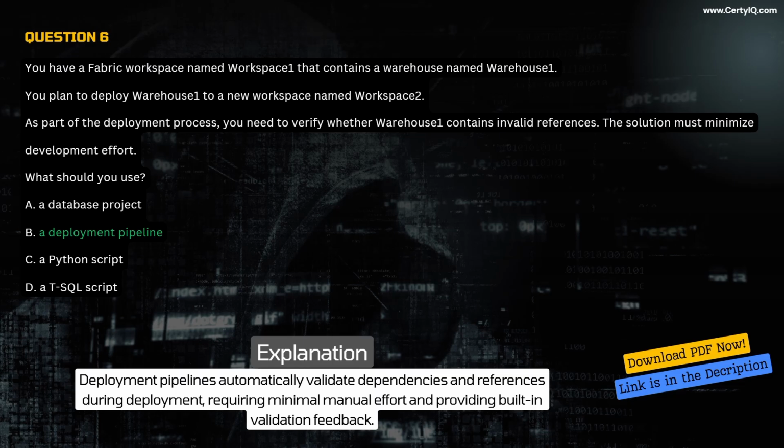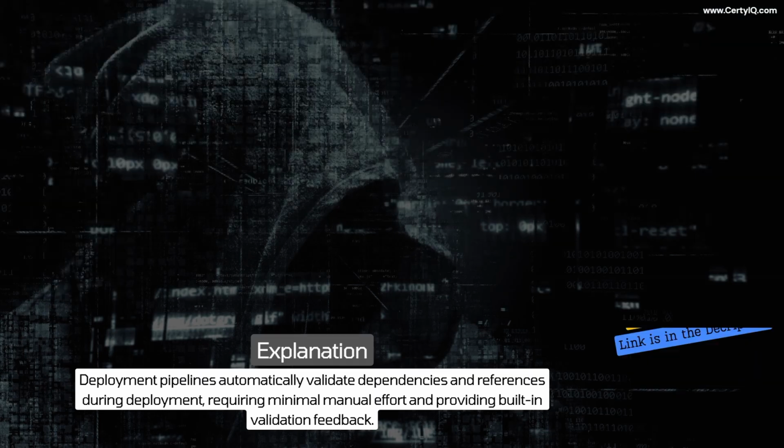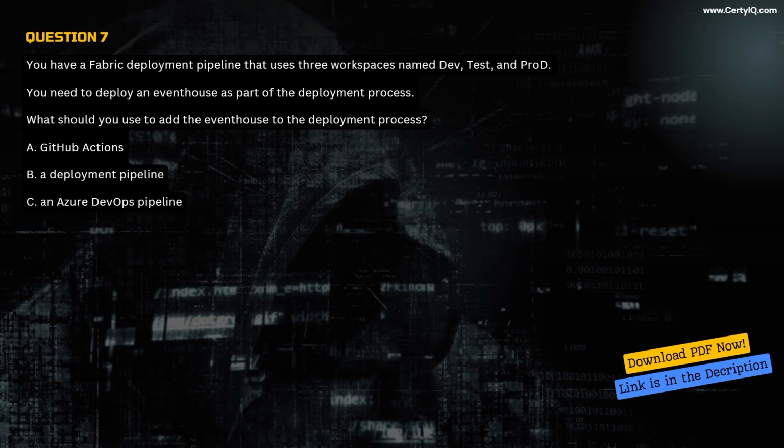Question 7. You have a Fabric deployment pipeline that uses 3 workspaces named Dev, Test, and Prod. You need to deploy an event house as part of the deployment process. What should you use to add the event house to the deployment process? A. GitHub Actions. B. A deployment pipeline. C. An Azure DevOps pipeline. Correct answer, C.